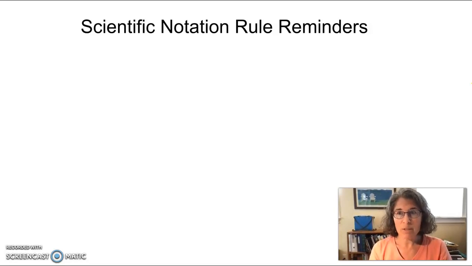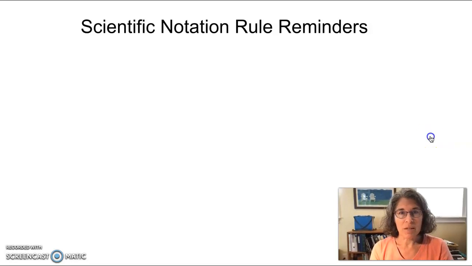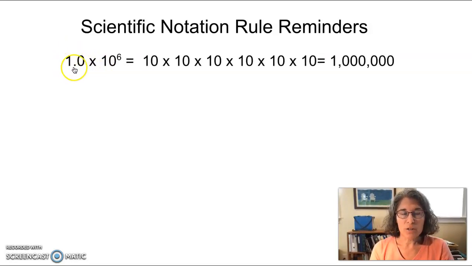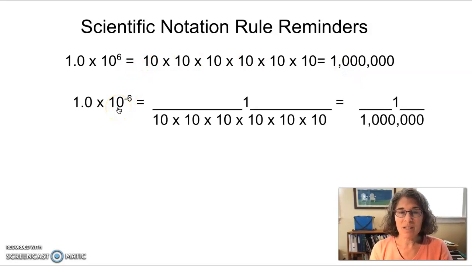So a couple of things that you probably already know. First of all, when you are expressing something in scientific notation, remember you're starting with a value that is between 1 and 9.999, and you're multiplying it by 10 to a power. So in this case, we're looking at 1 times 10 to the 6th. Remember, if your exponent is positive, that means you're dealing with a really large number. In this case, 10 times 10 times 10 times 10 times 10 times 10, or 1,000,000. Remember, if you see a negative exponent, that indicates that those values are in the denominator of your expression there. So this would be 1 over 10 to the 6th, or 1 over 1,000,000.